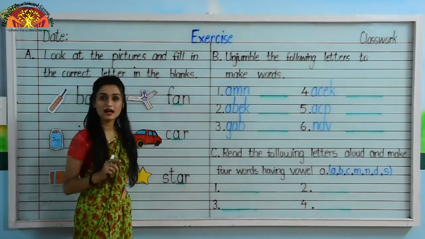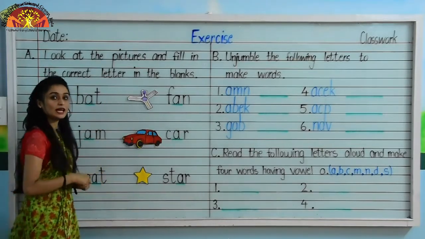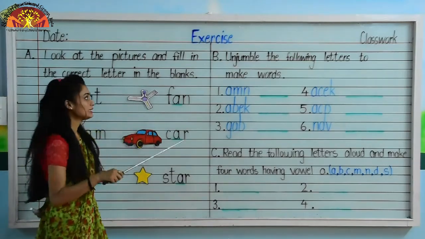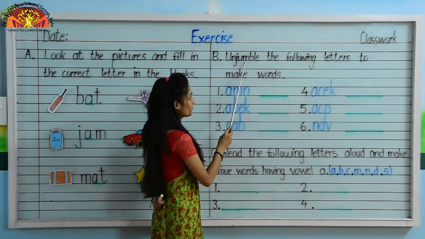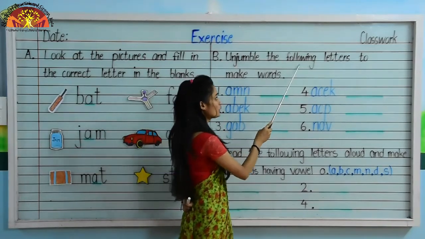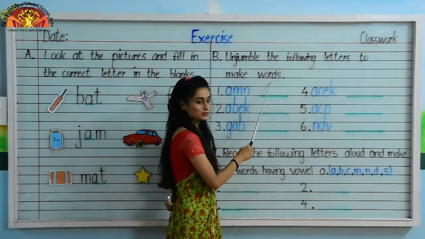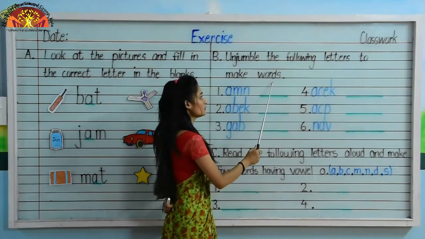S-T-A-R, star. Okay, so we have identified all the pictures and we have completed all the spellings. Now come on to the next question. Our next question is: unjumble the following letters to make words.